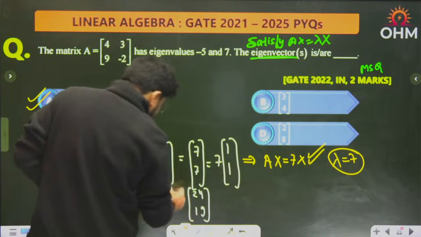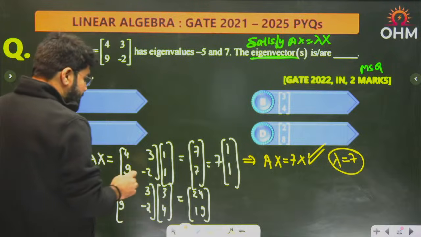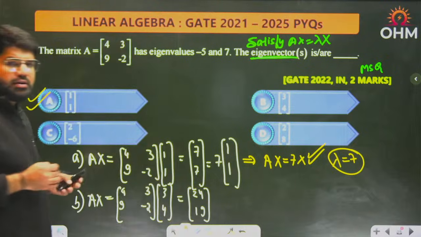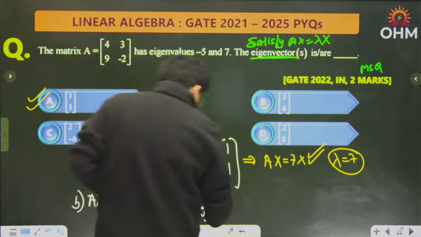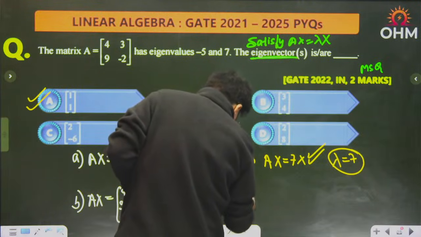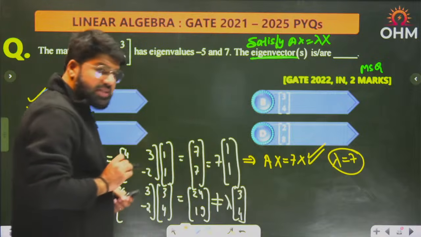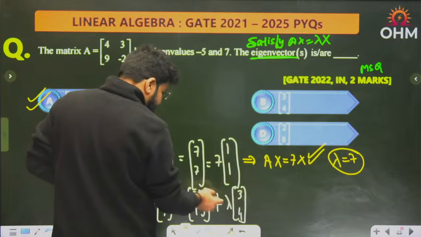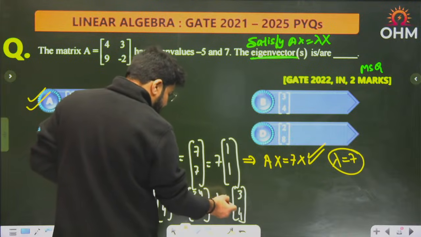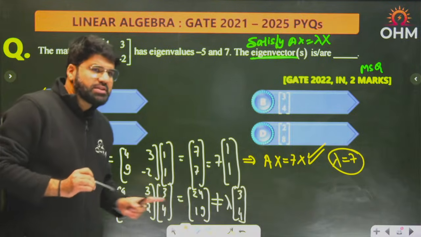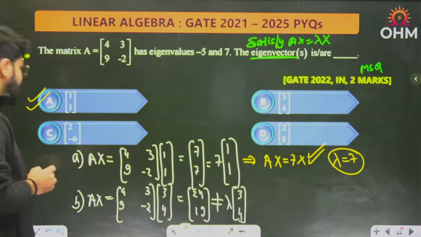Now, is it a multiple of 3, 4? If it was a multiple, 3 into 8 will give 24, but 4 into 8 will not satisfy. So this cannot be written as lambda times 3, 4. If it were possible, then 3 lambda should be 24, so lambda would be 8. But if lambda was 8, 4 into 8 is 32, not matching. Both the elements have to match, left hand side equal to right hand side. So B cannot be the correct answer.